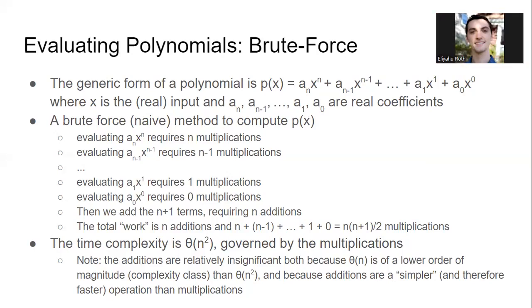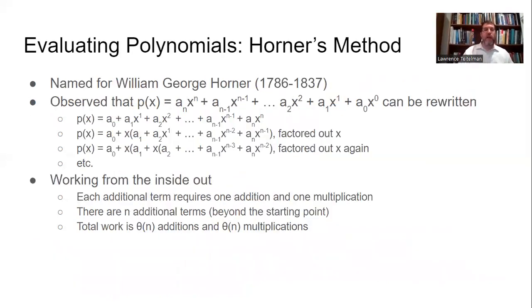Quadratic time. The question is, can we do better than that? And the answer is we can. We use something called Horner's method. Take a look at when Horner lived. He lived a long time ago, before there were any kind of computers. Not even sure what electricity looked like.